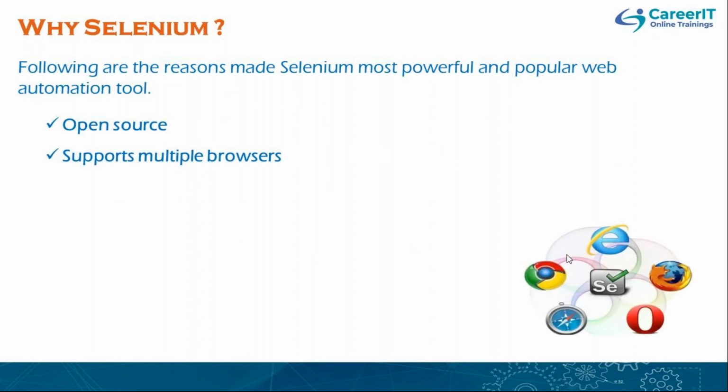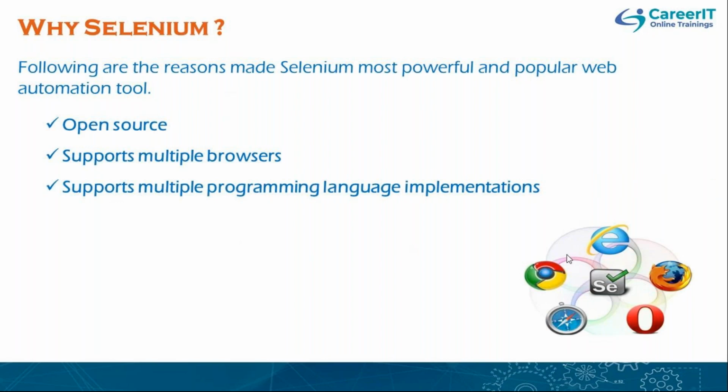That means what are all the browsers available in the market? The major browsers like Google Chrome, Mozilla Firefox, Microsoft Internet Explorer or Microsoft Edge, Apple Safari, Opera. All major browsers will be supported. That means you can run your automation scripts in any one of these browsers. And it supports multiple programming languages as well.